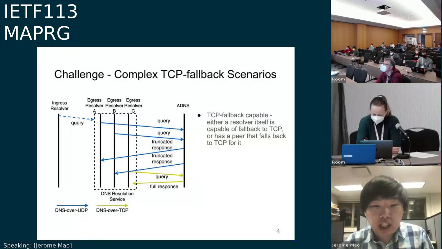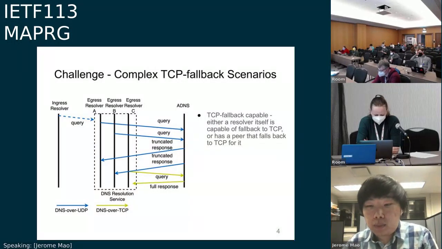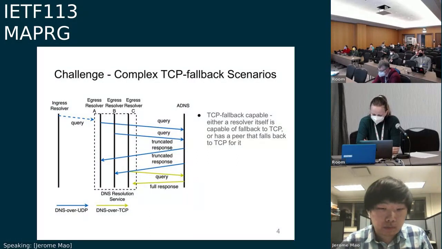Right, so here's a challenge. When we are talking about TCP fallback, it is a two-step process, and it is hard to associate the DNS over UDP queries and DNS over TCP queries. Because of the collaborative resolution, it is even harder. So our definition for TCP fallback capable is that either a resolver itself is capable of falling back to TCP, or this resolver has a peer that falls back to TCP for it.